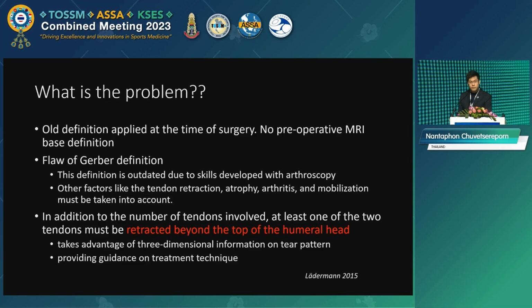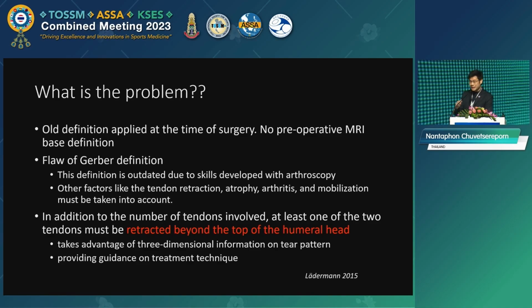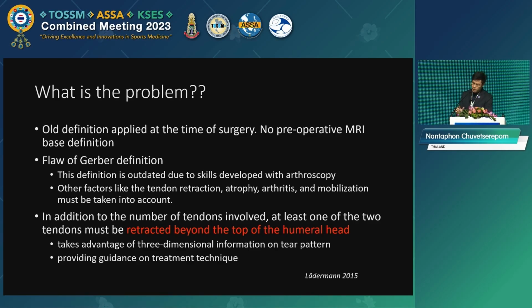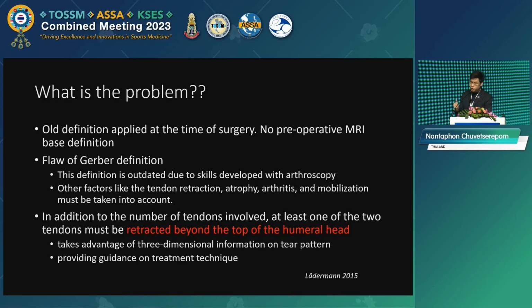In 2015, Lederman pointed out that the old definitions all apply at the time of surgery. There was no pre-operative MRI-based definition. He also showed a flaw in the Gerber definition: with the arthroscopic technique of that time, the Gerber definition did not reflect difficulty and irreparability. So he modified the Gerber definition by adding that one of the 2 tendons that detach must be retracted beyond the top of the humeral head.